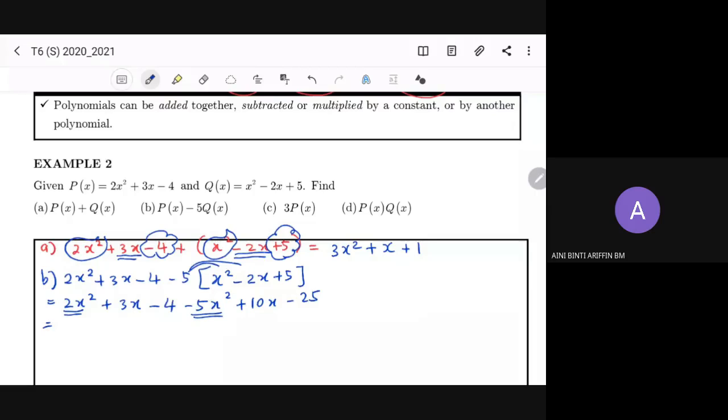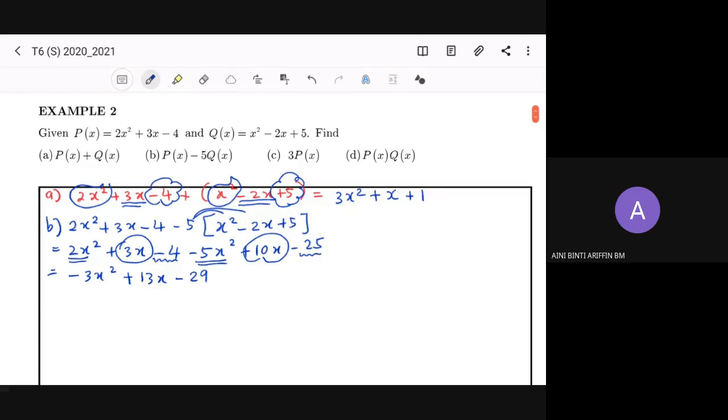So we have negative 3x squared. Okay, next for positive 3x plus 10x, the answer is plus 13x. And for the constant part, negative 4 minus negative 25. So we will get minus 29. Okay, done.